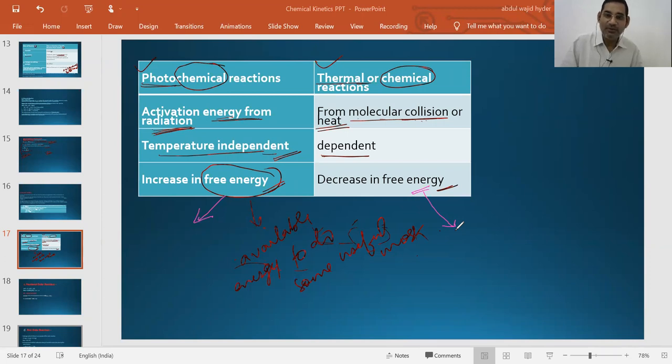So here you compared photochemical reactions and thermal reactions. What is the difference between them? We should know this too. Now you'll go to the next slide.